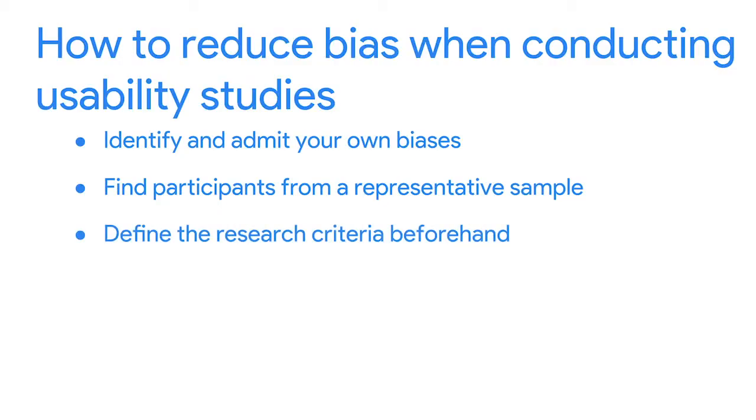Next, define the research criteria beforehand. Remember, when you created a plan for your usability study, a couple of the key elements focused on the research goals and research questions. By establishing research goals with your team before the usability study begins, you reduce the chance of designer biases leading you down the wrong path.